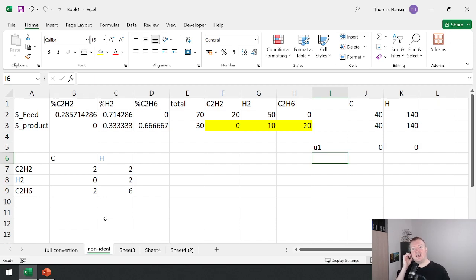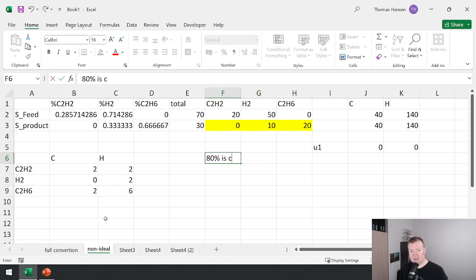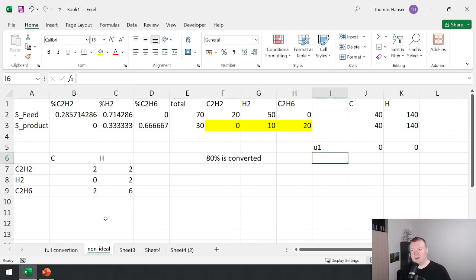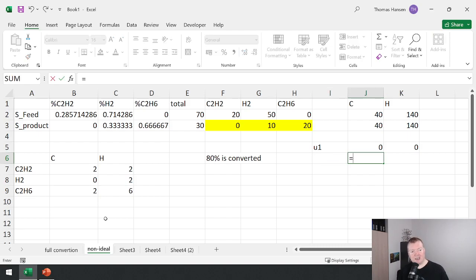Let's say I'm told that 80%, so let's write it here, 80% is converted. So 80% of my limiting reactant has to be converted. Well, if I want to check for that, I usually turn it around and say, okay, if 80% is converted, that means 20% is not converted, right? Basic maths. So I'm gonna say, okay, 20% of my acetylene is not converted.